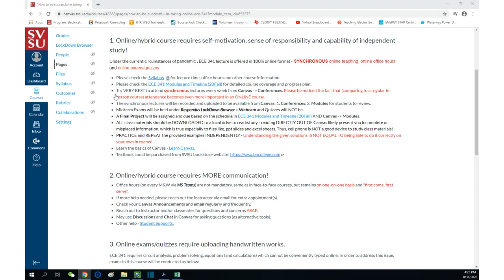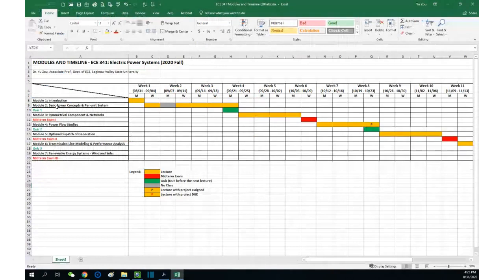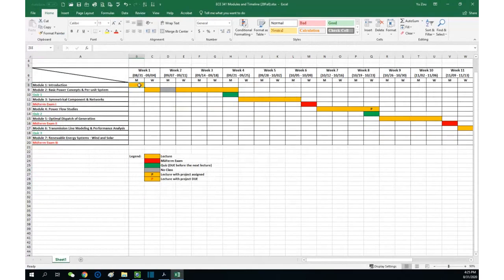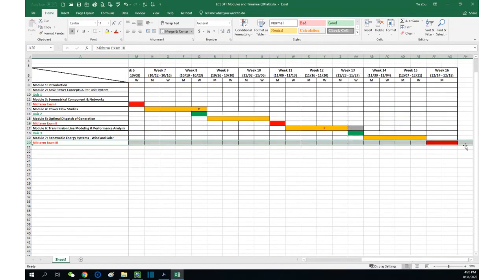Let's move on. Next, going back to this how-to-be-successful document, the second thing we need to review is the Gantt chart. Like I said, instead of topic, I'm using module. Module 1 is introduction, only one lecture for it. So after today, we are done with module 1. Modules 2 through the very last one, renewable energy systems, module 7. Three midterms are scheduled here, and here. And yes, the third midterm is using the final exam week.